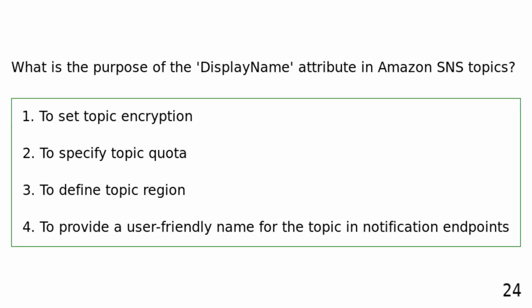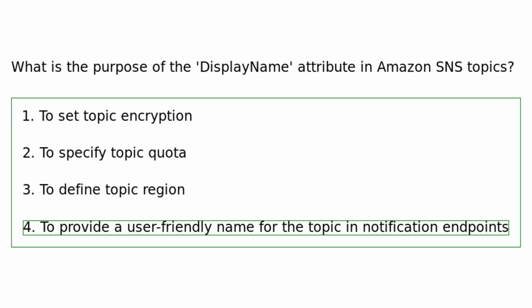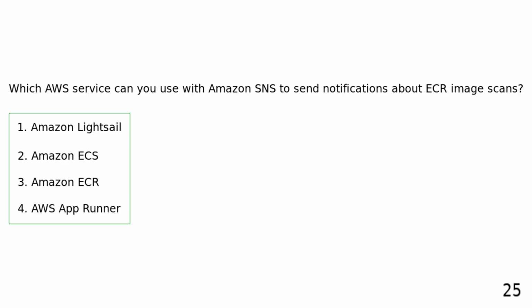What is the purpose of the display name attribute in Amazon SNS topics? To set topic encryption. To specify topic quota. To define topic region. To provide a user-friendly name for the topic in notification endpoints. The display name attribute in Amazon SNS topics provides a user-friendly name that appears in notification endpoints like email subjects, making messages more identifiable.